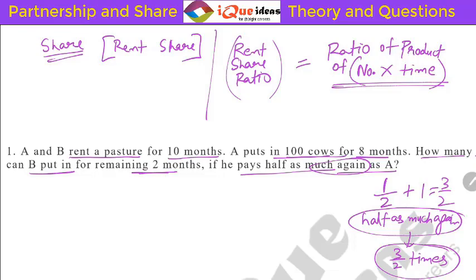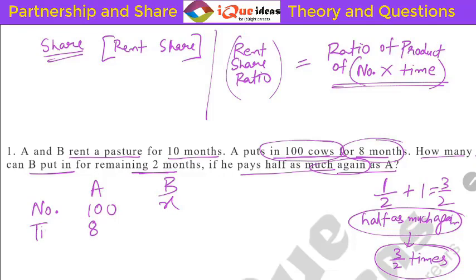Now come back to the question. So here A is putting 100 cows for 8 months. How many can be put in for the remaining 2 months if he pays half as much again as A? So let's say the number of cows with A is 100, the number of cows with B is X. We don't know, we have to find that. A's cows were there for 8 months, and B's cows were there for the remaining 2 months only. If you multiply, you will get the rent ratio.